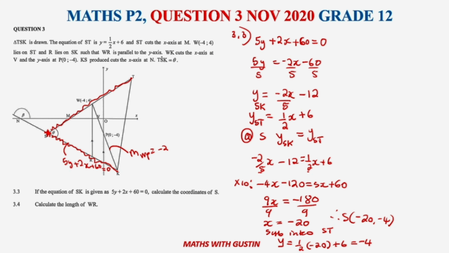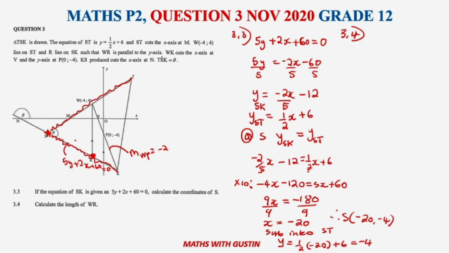All right, okay, let's move on to 3.4. It says calculate the length of WR. So this is the distance WR. Let's have a look, W is there. We've got the coordinates. Where is R? R is here. We don't have the coordinates of R. However, if you have a look at R here, where is R sitting?